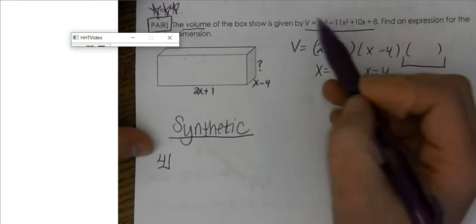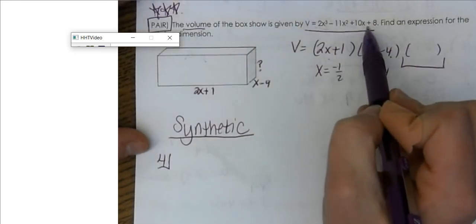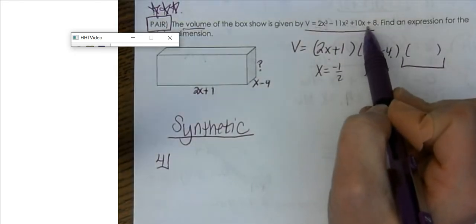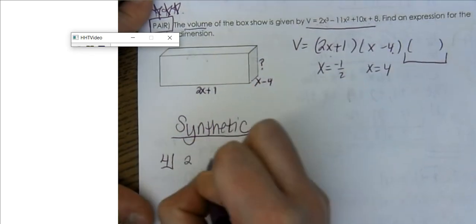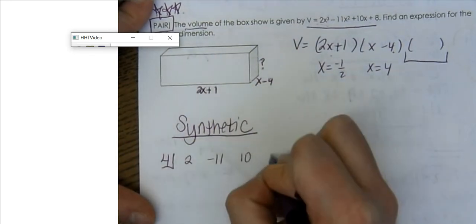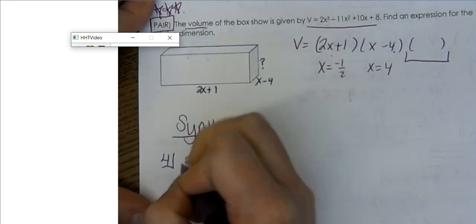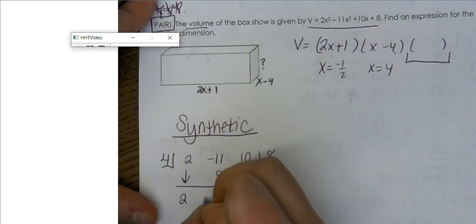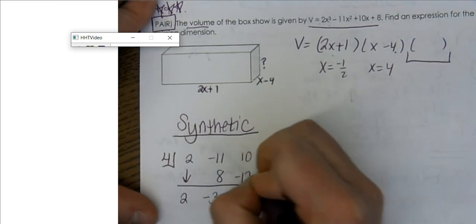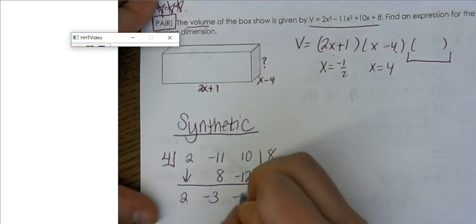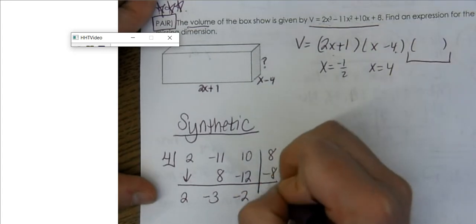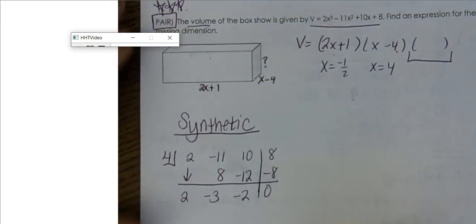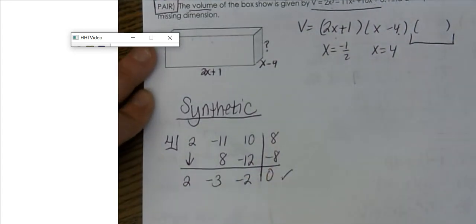And I'm going to work with all of the coefficients from the expression for volume. I'm going to write 2, negative 11, 10, and 8. And I'm going to bring down the 2. 4 times 2 is 8. Negative 11 plus 8 is negative 3. 4 times negative 3 is negative 12. 10 minus 12 is negative 2. 4 times negative 2 is 8. 8 minus 8 is 0, which is awesome. That's exactly what we expected.